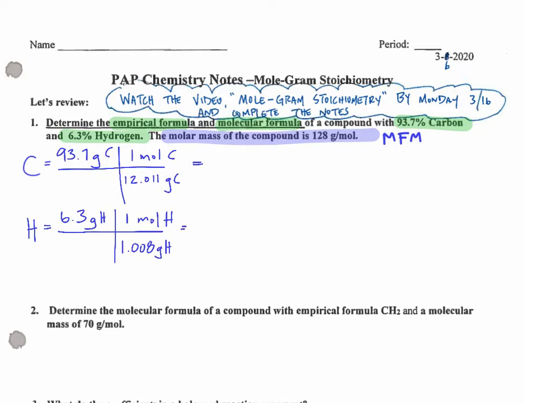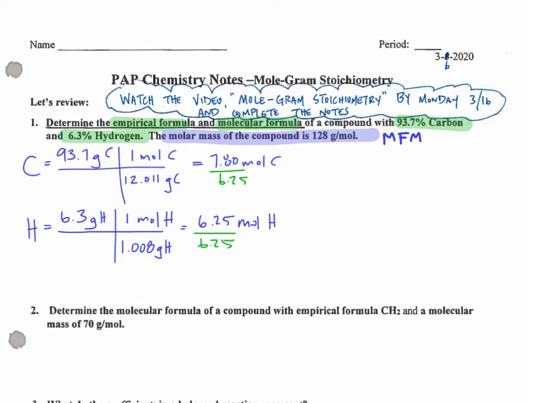All right, so 93.7, let's go to carbon. 93.7 grams divided by 12.011 grams gives me 7.80 moles of carbon. And then for hydrogen, 6.3 divided by 1.008 gives me 6.25 moles of hydrogen. So now my next step is to determine which of these is the smaller value. 6.25 is obviously less than 7.8, so I'm going to divide both my mole values by 6.25.